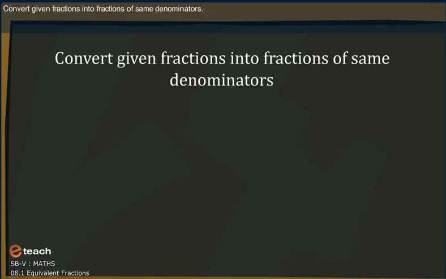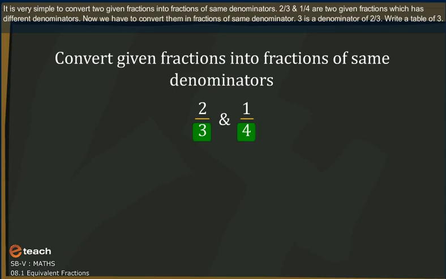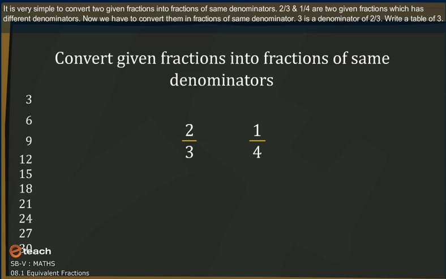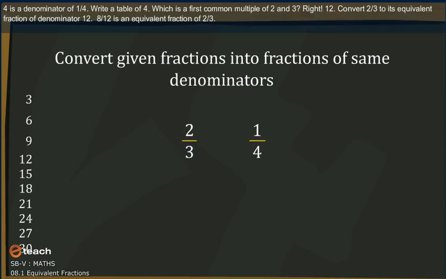Convert given fractions into fractions of same denominators. It is very simple to convert two given fractions into fractions of the same denominator. 2 by 3 and 1 by 4 are two given fractions which have different denominators. Now we have to convert them into fractions of the same denominator. 3 is the denominator of 2 by 3. Write a table of 3. Now 4 is the denominator of 1 by 4. Now again, write a table of 4.